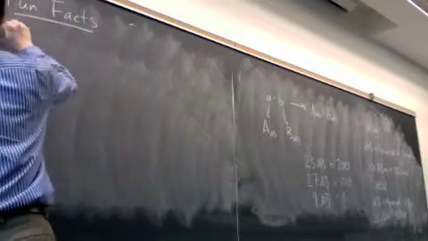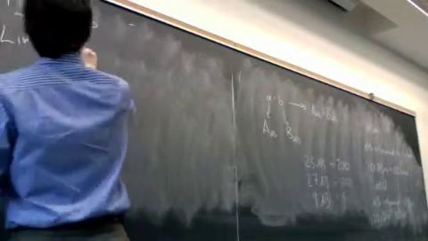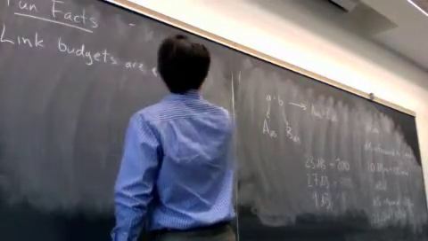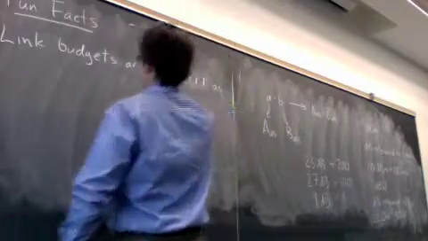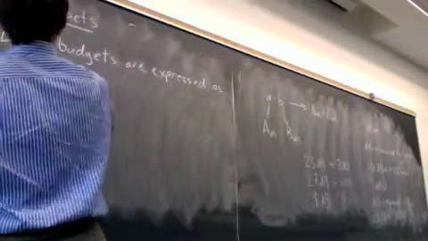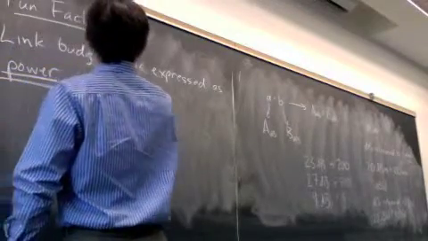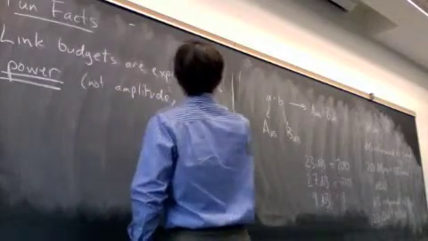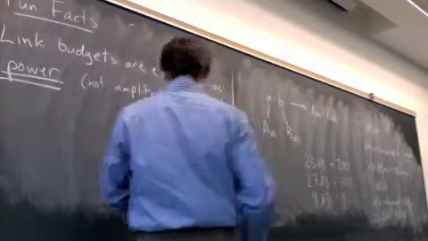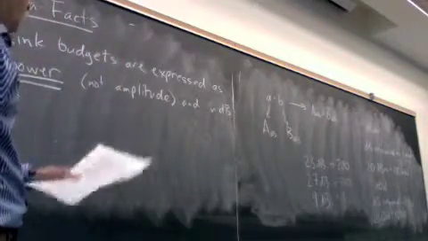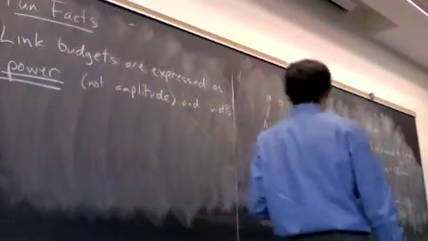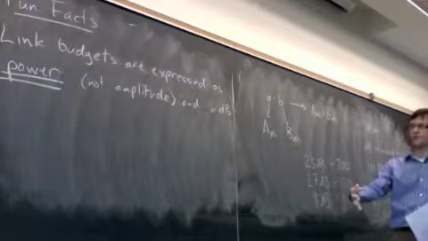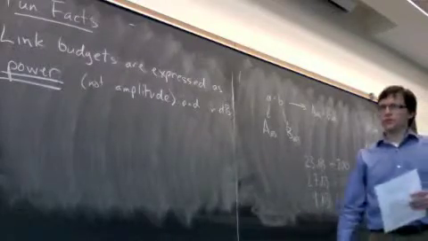So link budgets are expressed as power, not amplitude. And in dB. So basically it's the way I told you in the beginning. So your budget, you start with your assets and you subtract your liabilities, and hopefully at the end you will get the number you want.